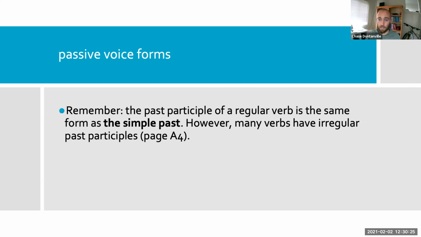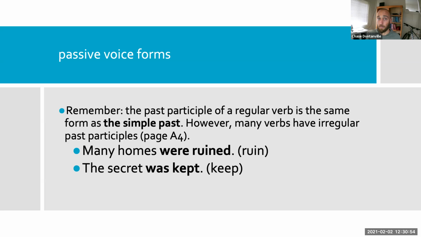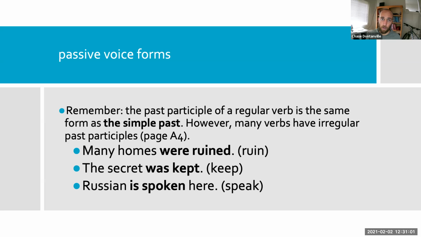Remember, the past participle of a regular verb is the same form as the simple past. However, many verbs are irregular and you have many irregular past participles. So in the back of your book on page A4, you can find a complete list of these irregular past participles. So for example, many homes were ruined. Ruin is the verb. So ruin, ruined, ruined. The secret was kept. So keep, kept, kept. Russian is spoken here. Speak, spoke, spoken.